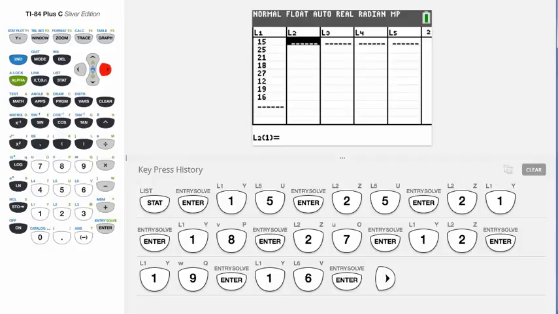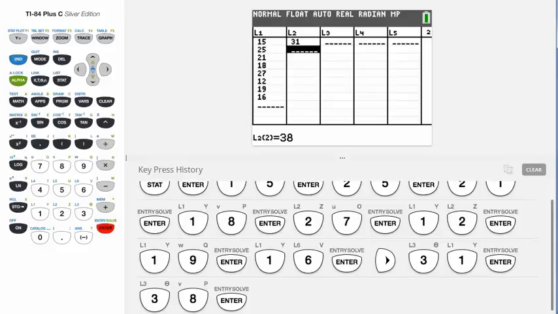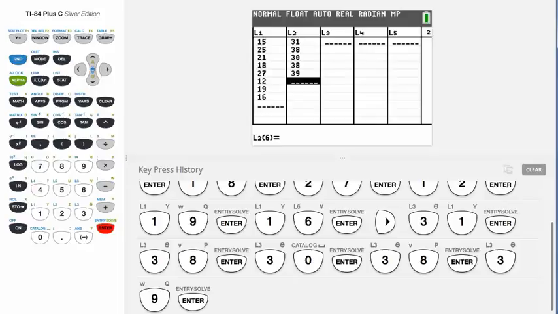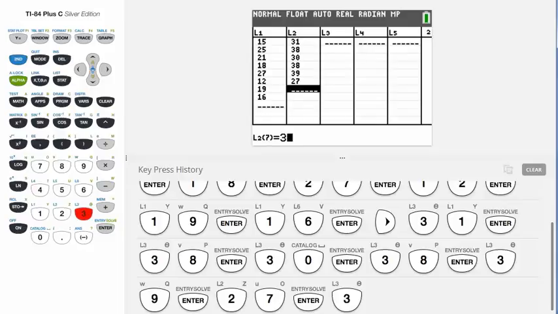Next, I want to fill in my data for L2: 31, 38, 30, 38, 39, 27, 37, 29.